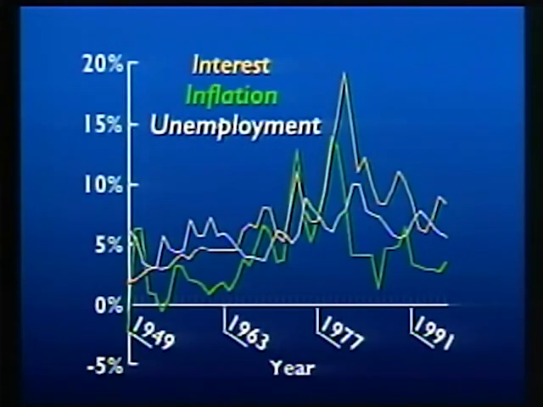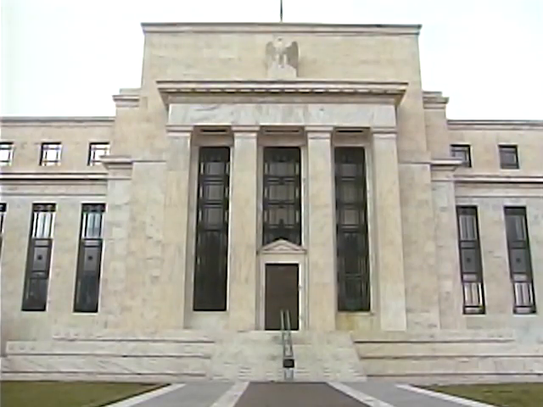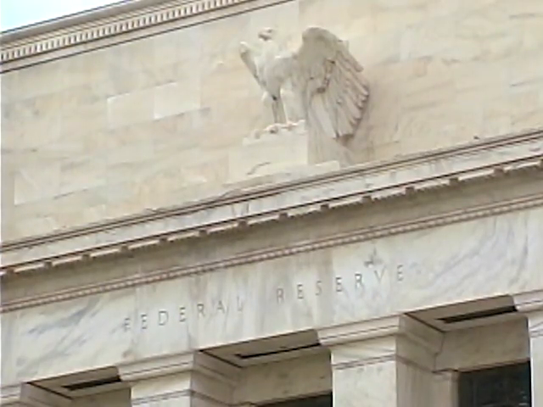Here we can see the relationship between the interest rates, inflation, and unemployment. Notice how they all move together. Setting interest rates is considered by many economists to be the primary way to control inflation and the rate of the GNP.